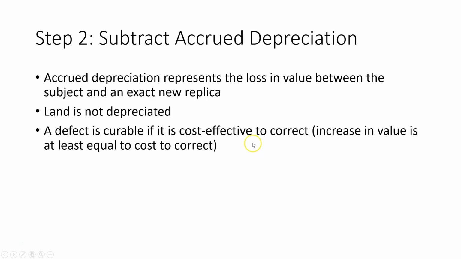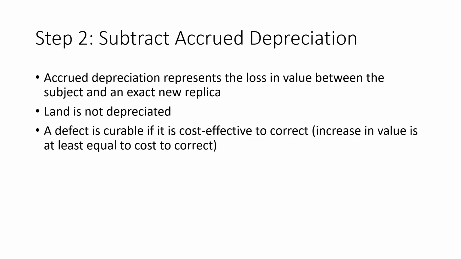Next we have to subtract the accrued depreciation. In other words, we now have to reduce the quality and the age of my newly constructed building down to that of my subject property. Accrued depreciation represents the loss in value between the subject and an exact new replica. Remember, we don't depreciate land, so it's important that we deal first of all just with the costs of the building.